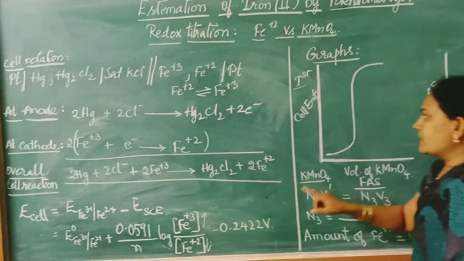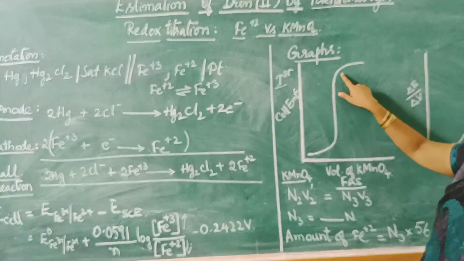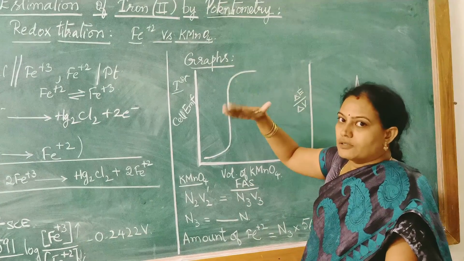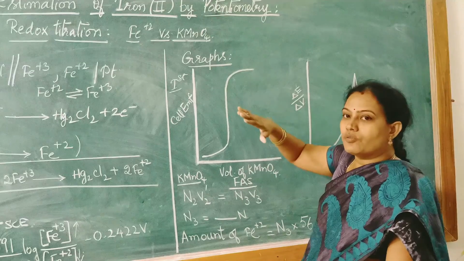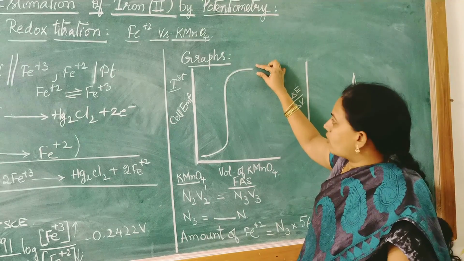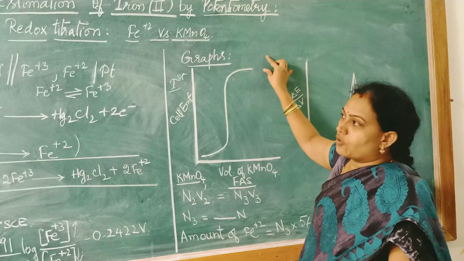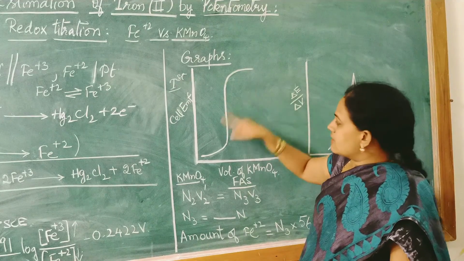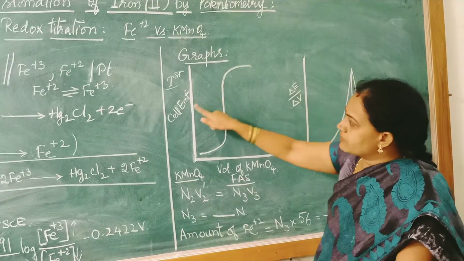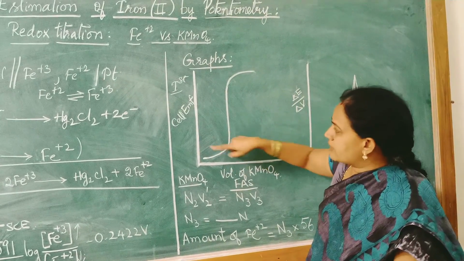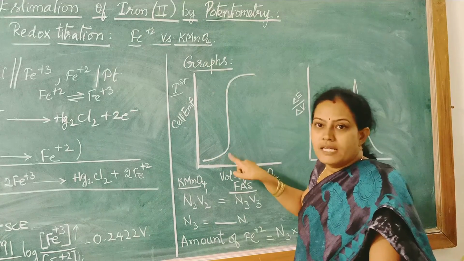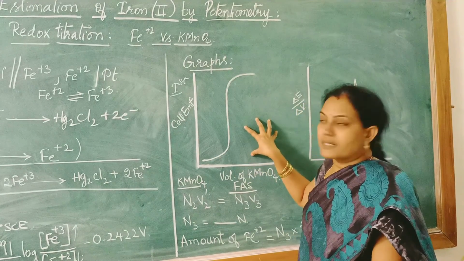So this gives you a sudden rise in the values of EMF, and then you find almost constant values of EMF with the addition of KMnO4 after this point of inflection. So we get this kind of a standard curve, obtained with the 1 ml lots of KMnO4 added, against the cell EMF values taken on the y-axis. So this is going to be the first trial graph.